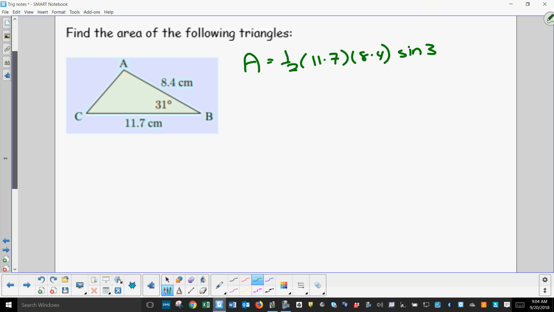Owen, what's the answer? Poor Owen. What's the answer? 8.4. I don't know either.